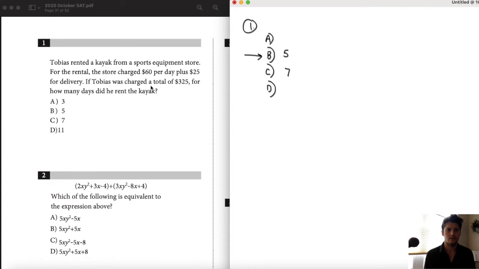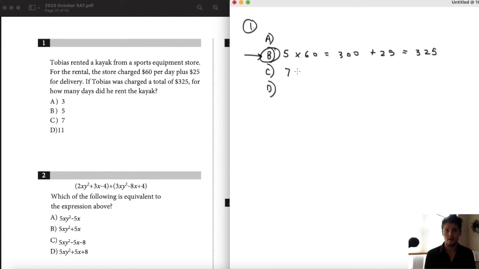Okay, so it's $60 a day is what we see here. So 5 days times 60 is $300. And then the $25 for delivery would bring us up to the grand total of $325. So I got a little bit lucky here, but answer choice B is right.